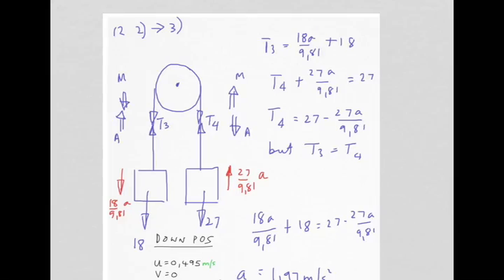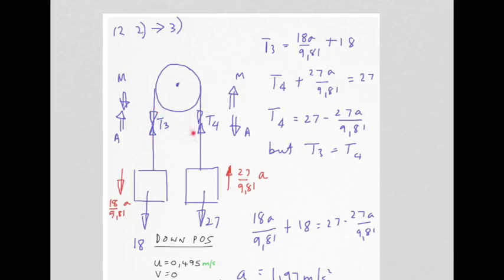Now we've got to consider position 2 to position 3, where things change significantly. Motion is still downwards on the left, upwards on the right, but it is now going to slow down from here onwards. And the reason for that, we discussed at the beginning, the left-hand side now suddenly has less mass than the right-hand side. So it is going to slow. So acceleration is in the opposite direction to motion.